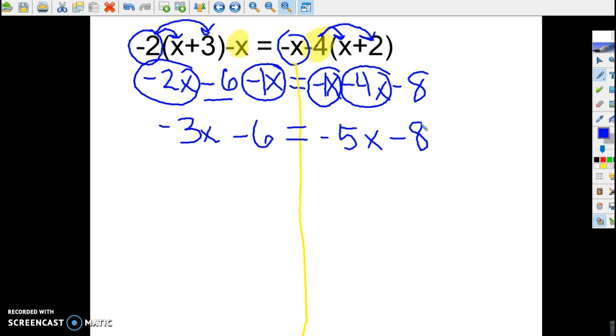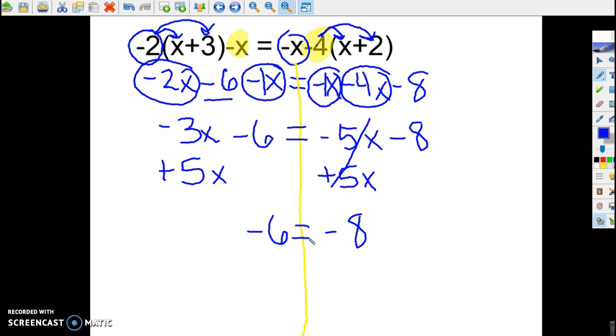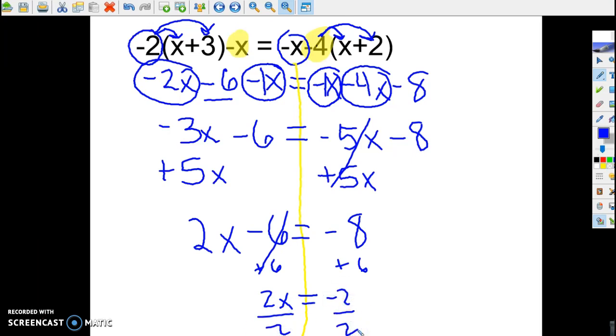From here, I'm going to move the 5x to the other side. Right now it shows minus 5x. So to move it, I have to add 5x to both sides of my equation. So this cancels. I still have the negative 8. Drop down the minus 6 because that hasn't been used. And negative 3 plus 5x is positive 2x. From here, I have to add 6 to both sides. That cancels. I'm left with 2x equals negative 2. I divide by 2. I divide by 2. This cancels, and x equals negative 1.